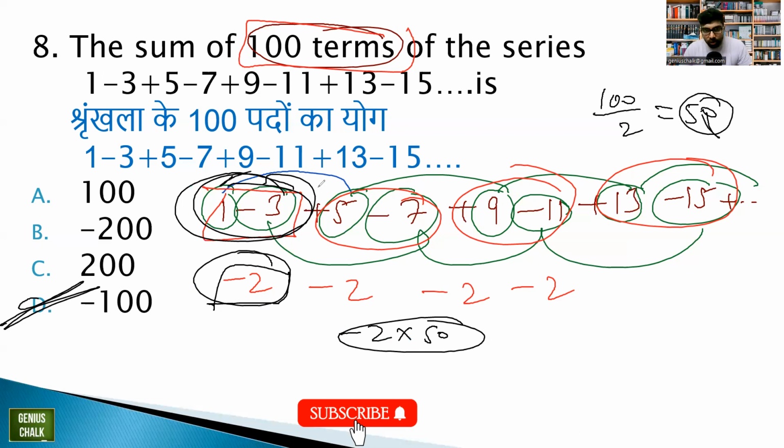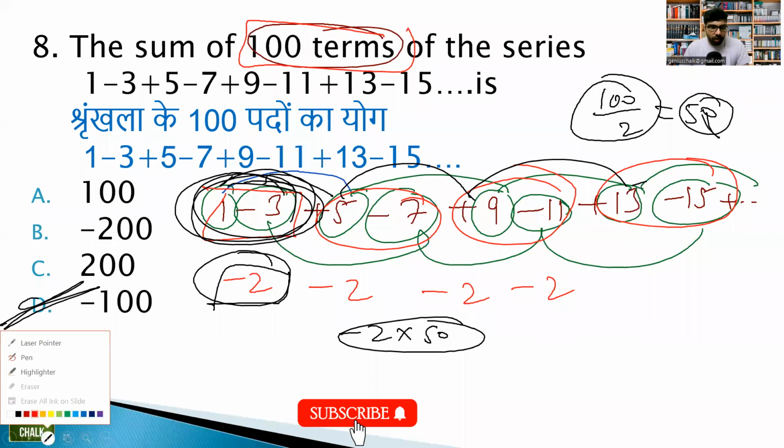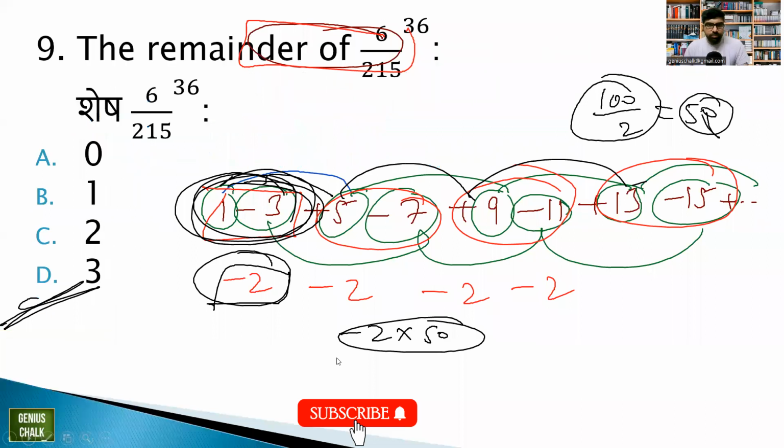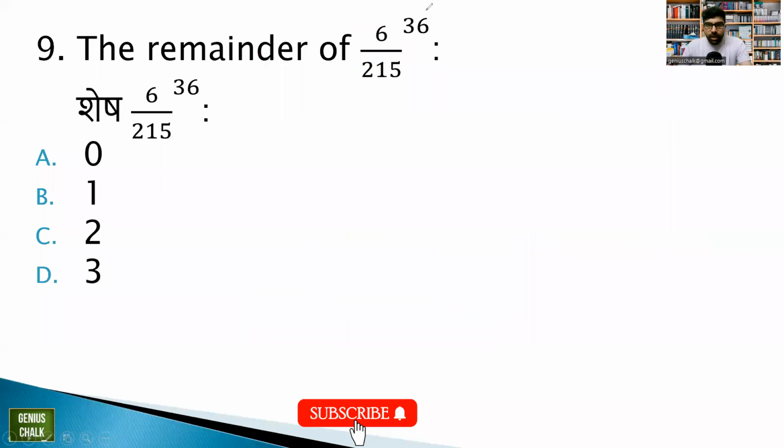If you solve this question using the other method of two APs, it will be time consuming. So please make sure: minus 2, minus 2, minus 2, 100 terms are there, 50 terms are total now because you are combining two terms at a time. So divide the total number of terms by 2, and that's why the answer is minus 100. I hope it's clear. Next is the remainder of 6 to the power 36 divided by 215.